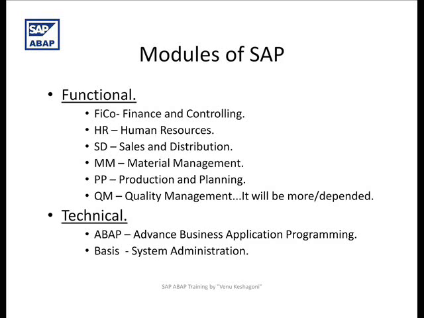So what are the modules? There are two kinds: one is the functional module and the other is the technical module. In the functional module, it depends on what the organization has. For example, my organization has finance and HR, SD, MM, PP, and quality management. So I have this many modules and this many functional departments only. Next, coming to the technical department, it is mandatory for any organization.